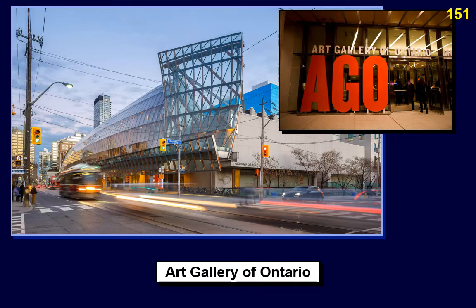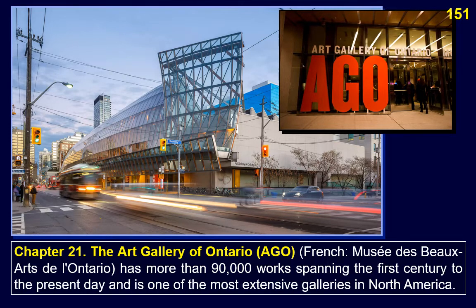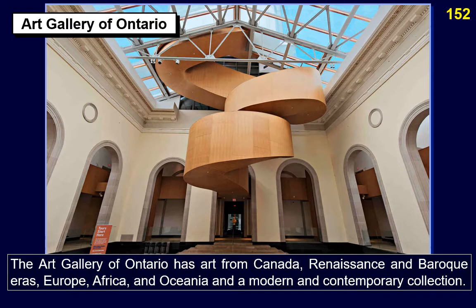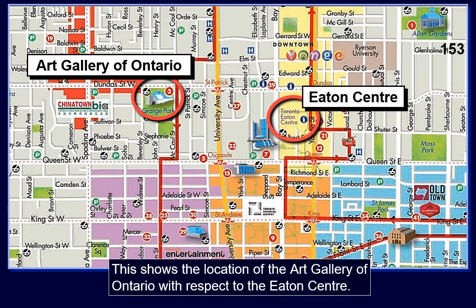Chapter 21. The Art Gallery of Ontario, AGO, in French, Musée des Beaux-Arts de l'Ontario, has more than 90,000 works spanning the 1st century to the present day and is one of the most extensive galleries in North America. The Art Gallery of Ontario has art from Canada, Renaissance and Baroque eras, Europe, Africa, and Oceania, and a modern and contemporary collection. This shows the location of the Art Gallery of Ontario with respect to the Eaton Centre.